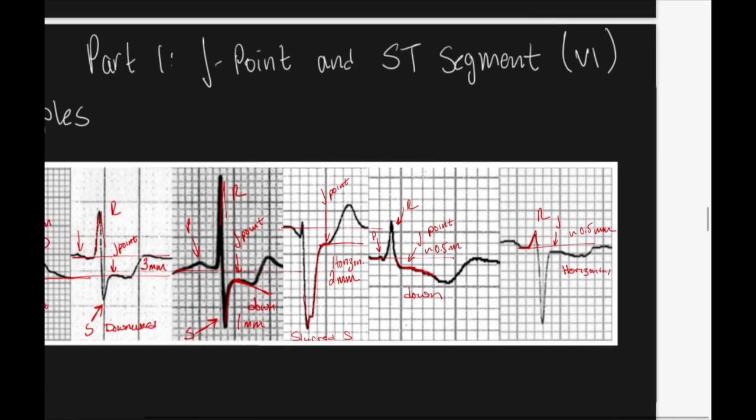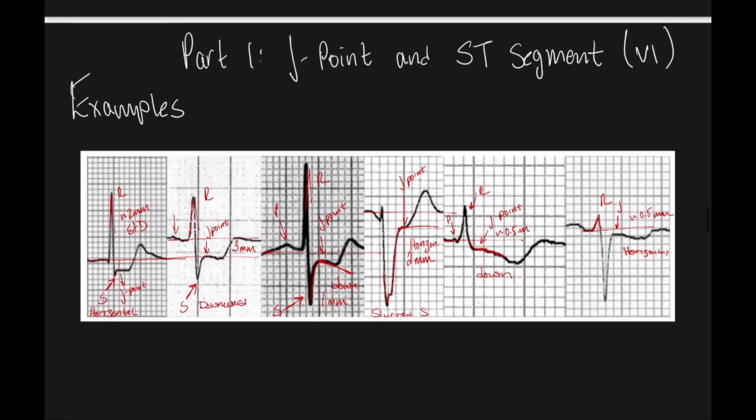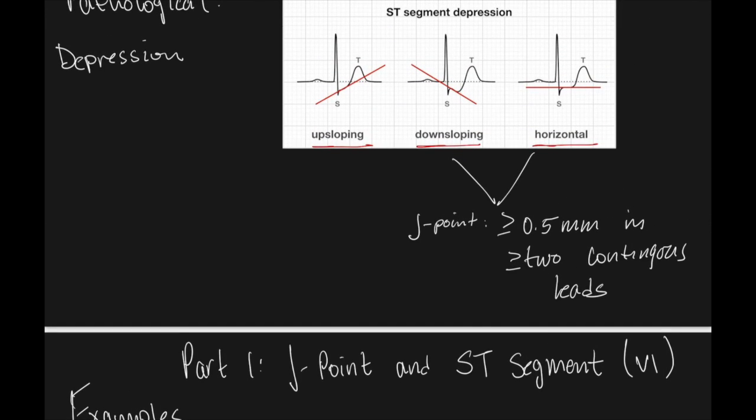So we see how we can start to differentiate between the three types of ST depressions. And we'll remember that it's really the horizontal and the downward sloping that we need to keep an eye out for.